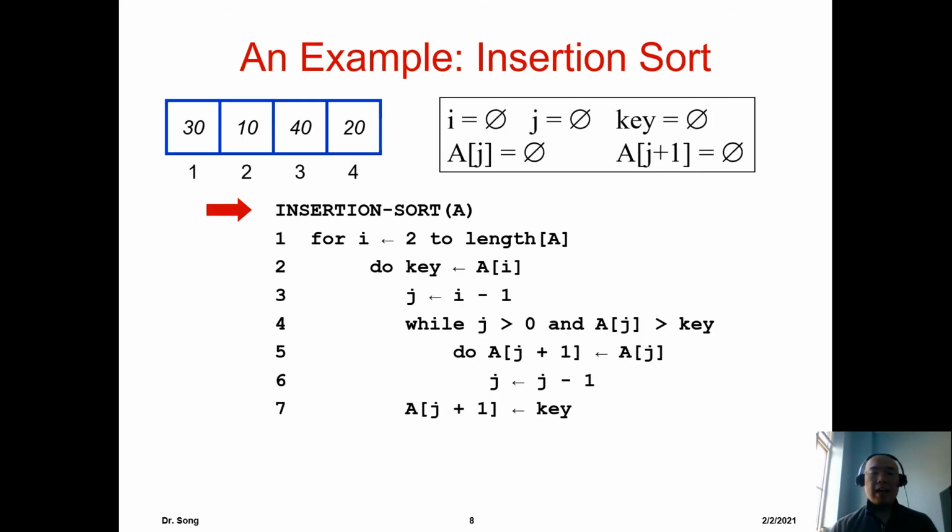Okay, I think this video is long enough. I want to stop the video here and I will continue in the next video. In the next video, we are going to go through the running process of the insertion sort again.